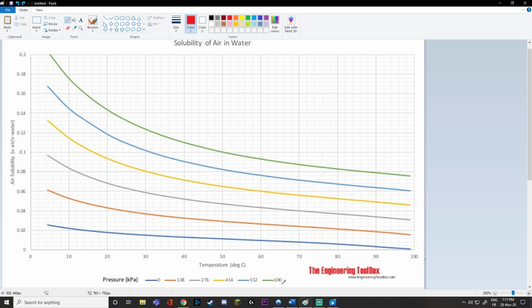The cold water coming from our city is around 300 kilopascals, which is going to be pretty much this gray line, which is at 280. So we're going to follow the gray line just to make it easier. Let's see. And it is at 15 degrees, which is going to be roughly right there. And now that we have this, we can see that it corresponds to about 0.075. And that is our air solubility at 15 degrees.